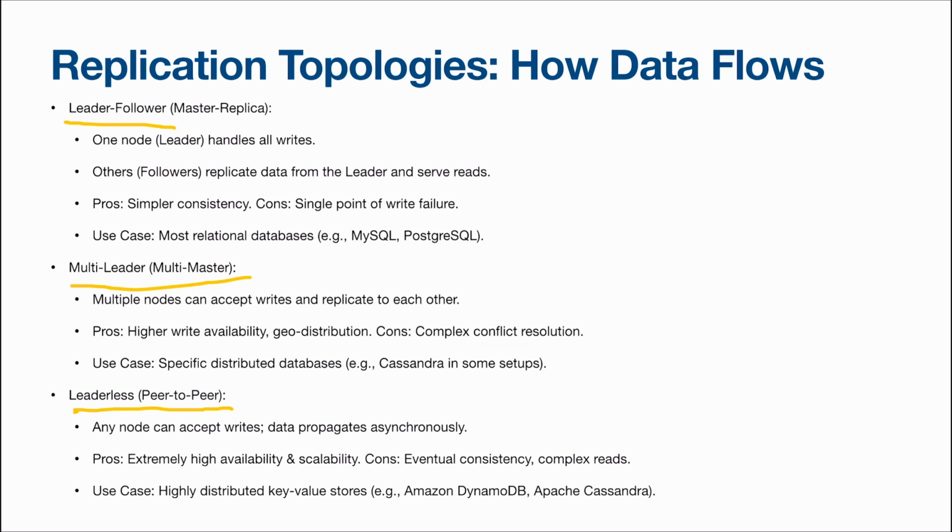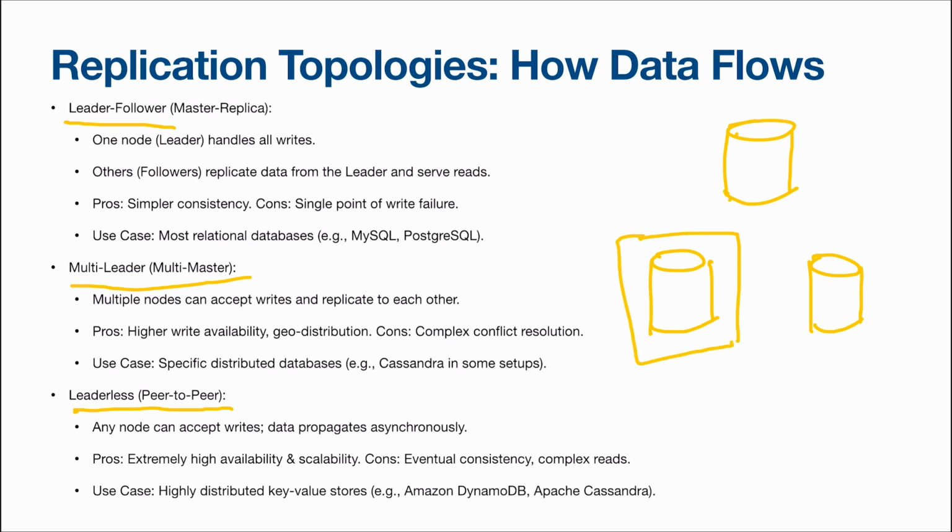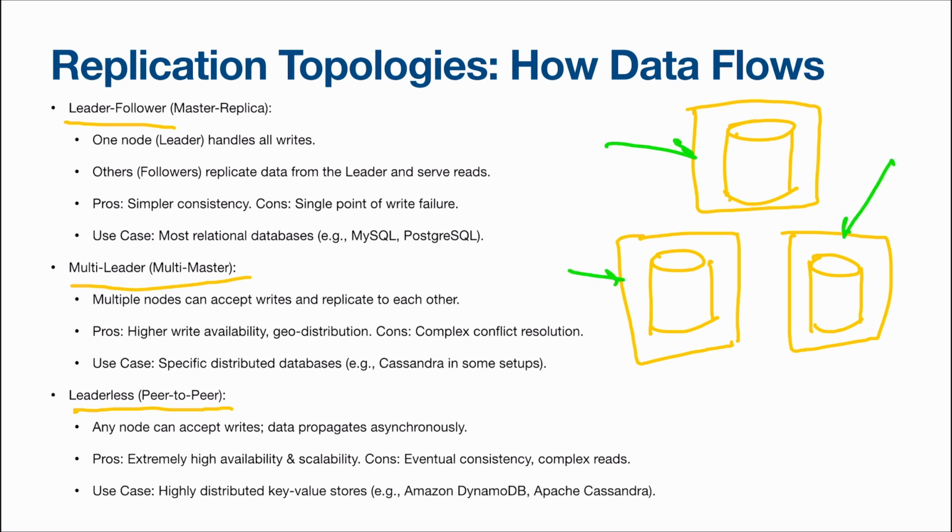And finally, we need to talk about leaderless or peer-to-peer architecture. This is a case where all the replicas of the database can accept write requests. So everything can accept write, and of course everything can accept read as well. And of course, as you can imagine, the conflict resolution is even harder now, but some systems opt for the leaderless architecture regardless because of extremely high availability and scalability.